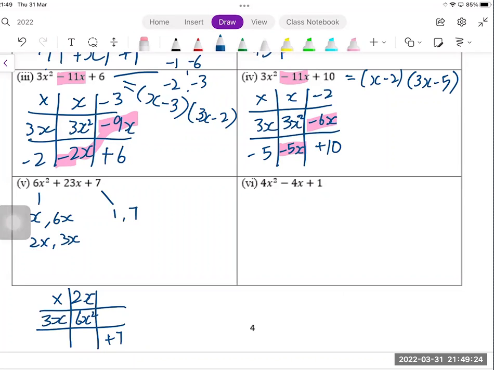Okay, and my positioning of my 1 and 7 is such that I'll put my plus 1 here, I put my plus 7 here, so I can achieve a plus 21x. And here I have a plus 2x. So this will give me my plus 23x. So the answer will be 2x plus 7, 3x plus 1.